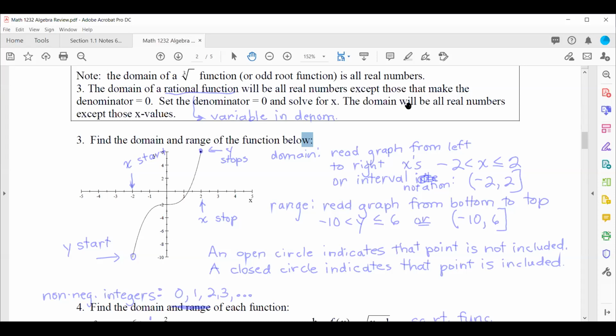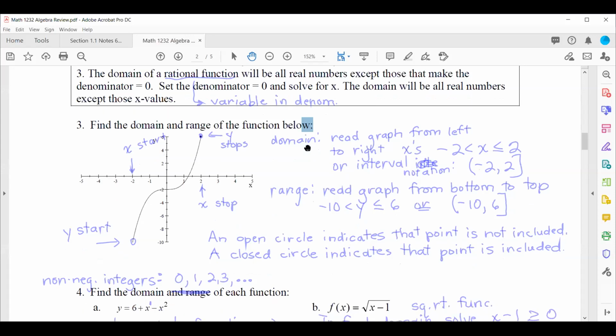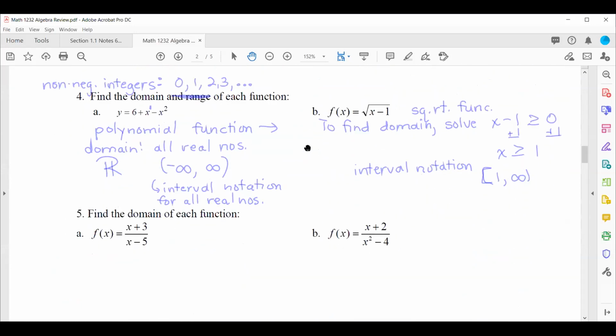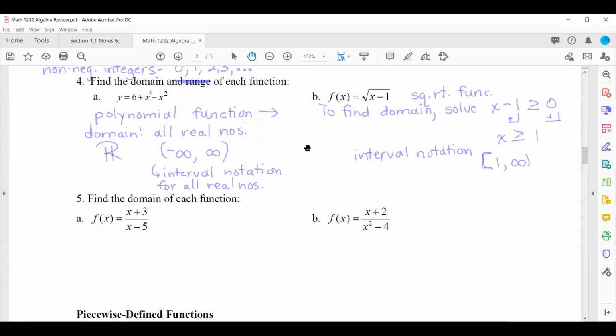Okay, so the way that we get the domain of a rational function is to take the denominator, set it equal to 0, solve for x, and then throw those numbers out. Those are the numbers we can't use, because they are in fact the numbers that make the denominator equal to 0.